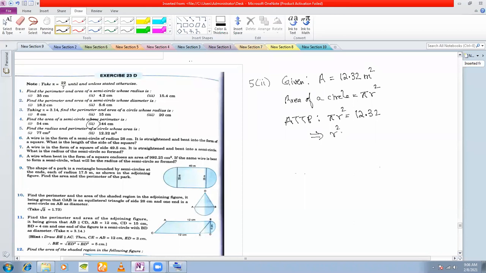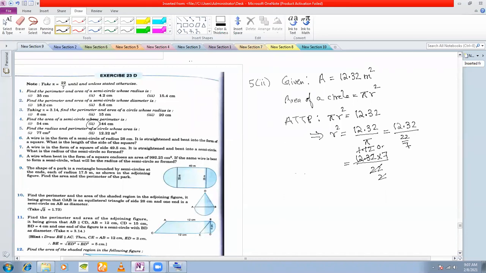So r square is equal to 12.32 divided by pi. Now we put the value of pi as 22 by 7: 12.32 divided by 22 by 7. This comes to 12.32 into 7 divided by 22. Now, as I said just now, 12.32 is a multiple of 11. So you can cancel 22 with 11, and 12.32 also you can cancel with 11. 11 1, 11 1, and 11 2. Again, 2 will cancel here.